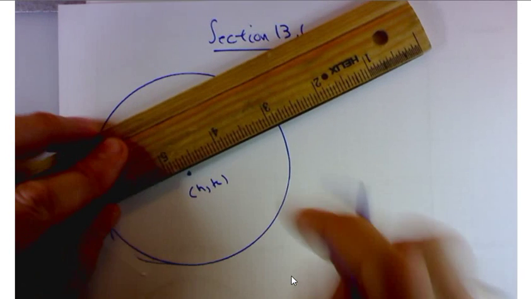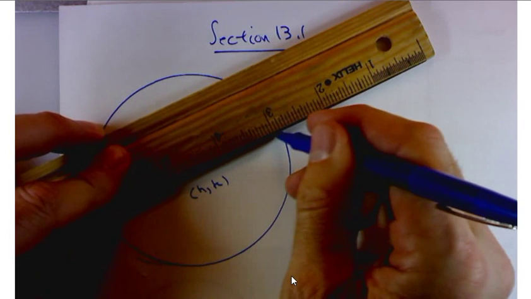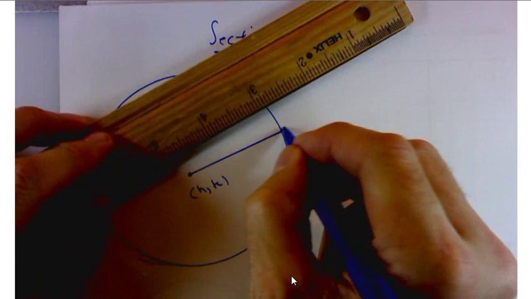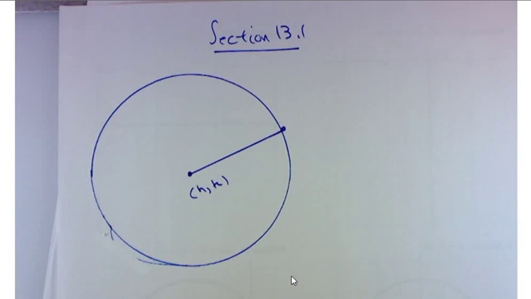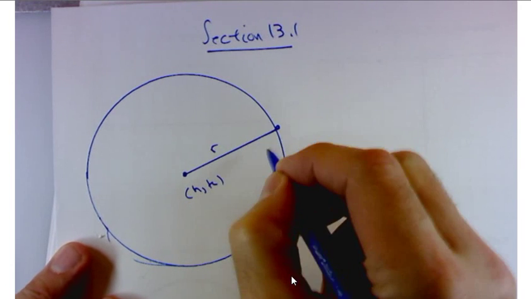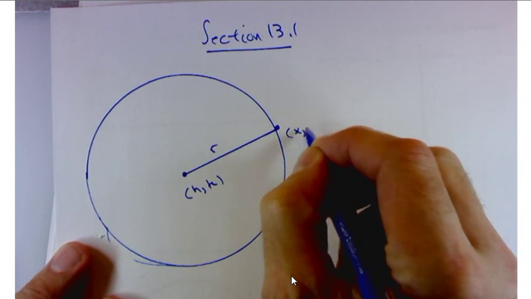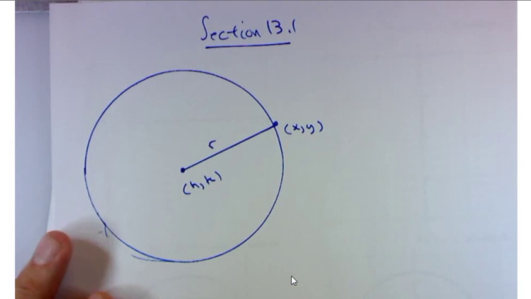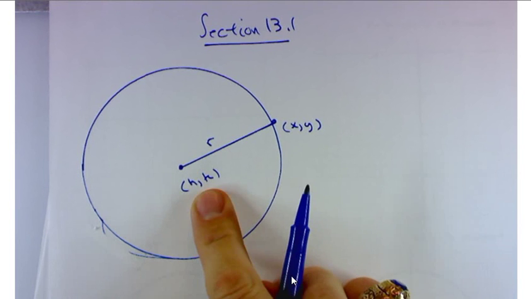What's this distance called from the center to the outside edge here? That's the radius. And the outside edge, let me give the coordinates of that point some general coordinates of X and Y. We don't know what they are, just X and Y. But here we have specific coordinates of H and K.